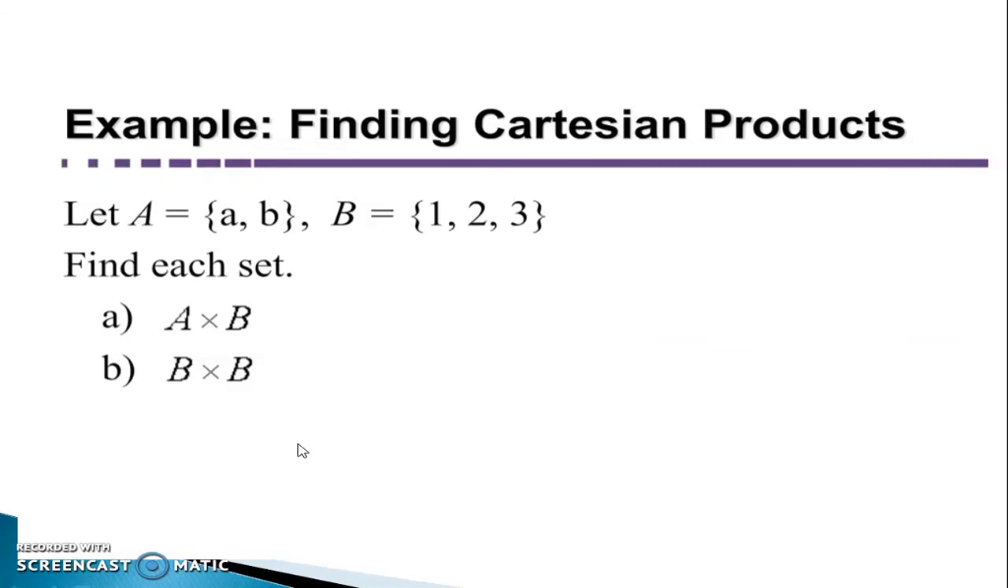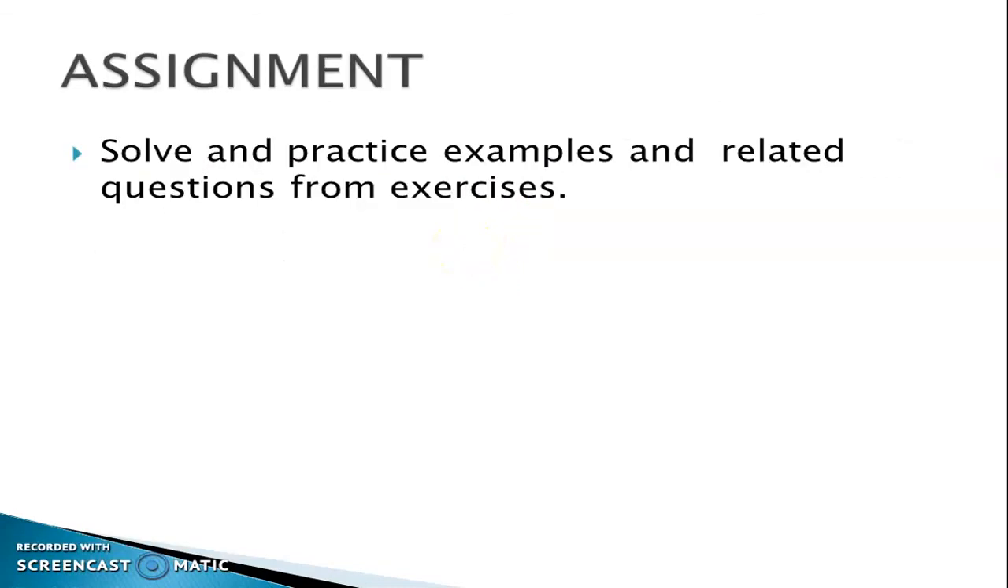Finding Cartesian products, you should find these products A cross B and B cross B yourself with the set A consisting of a and b and with set B consisting of 1, 2 and 3. Solve and practice examples and related questions from exercises of your book.